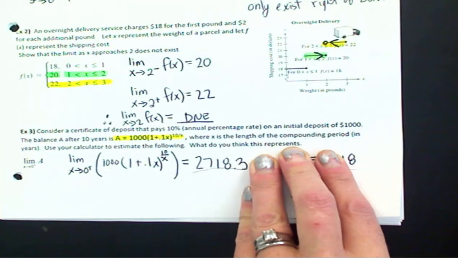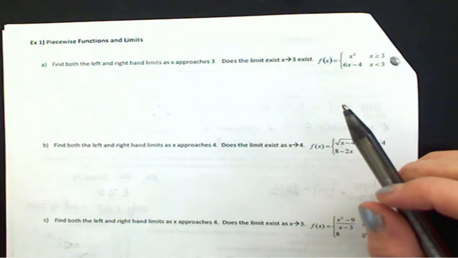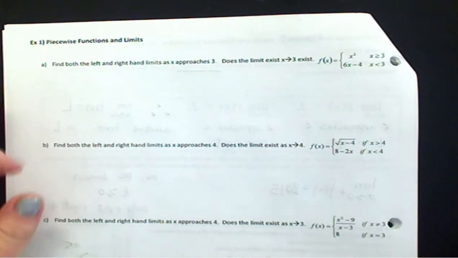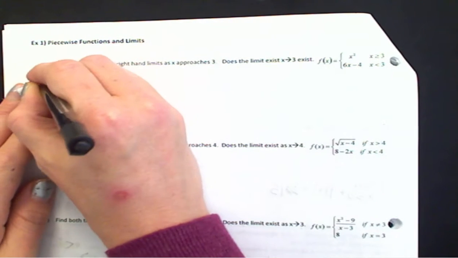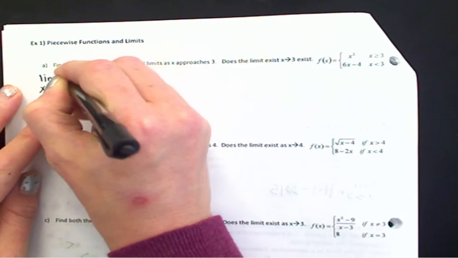Okay, so now we're going to evaluate this algebraically. Okay, here we go. First one, piecewise. Find both the left and right limit as x approaches 3. We're going to start with the limit as x approaches 3 from the left.